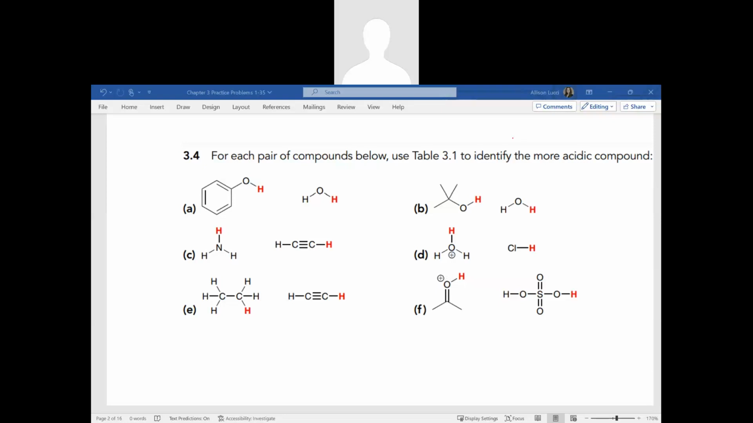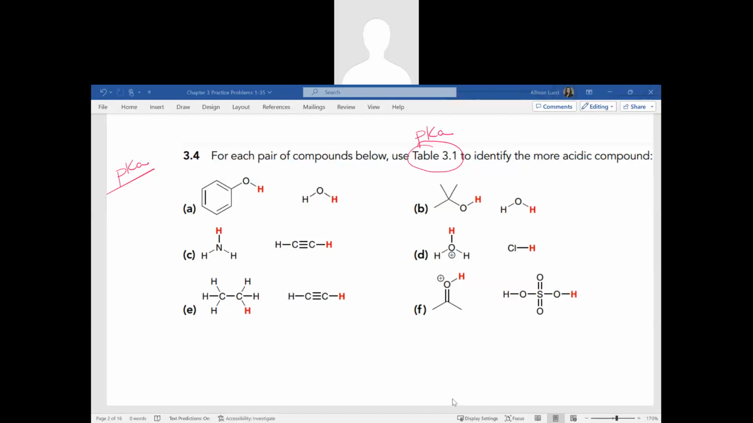In Chapter 3, Problem 4, we're given pairs of compounds, and we're asked to use Table 3.1 to identify the more acidic compound. Table 3.1 gives us pKa values, so we'll switch back and forth between the pKa table and these compounds to make our determination. I will give the pKa values for each here. So let's take a look.